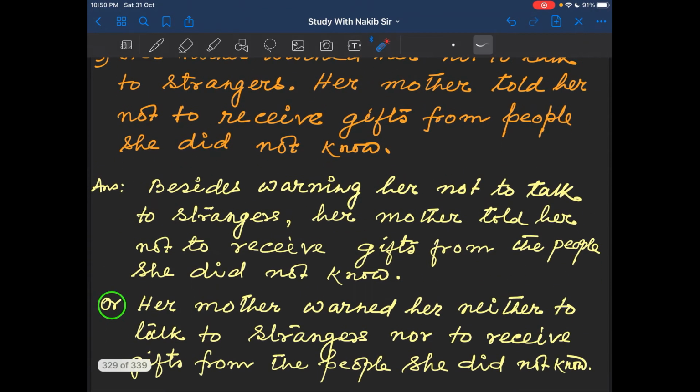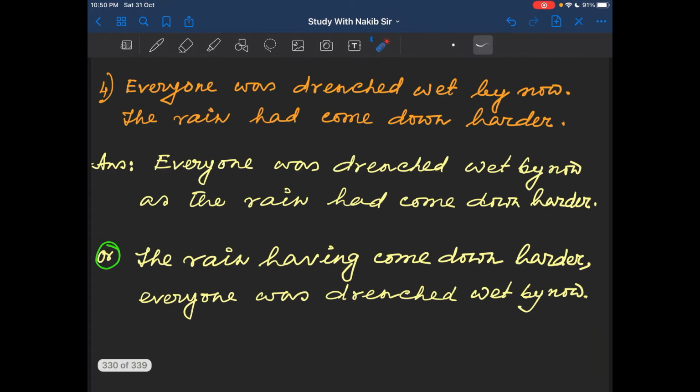Now go to the last question. See the question first. Everyone was drenched wet by now. The rain had come down harder. Okay, first you have to see the relation, the nature of the sentences. Two past actions, one happened before the other. One is the cause and the other one is the effect.